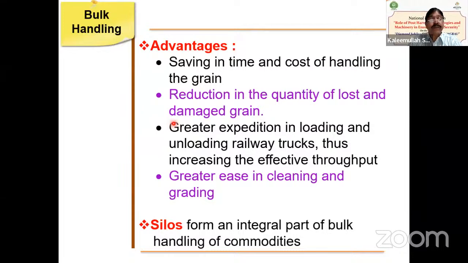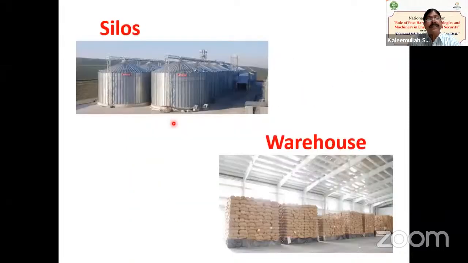And coming to storage, you can see that different storage structures are available: silos and warehouses. In India, most of the time we store the grains in warehouses, and in the warehouses there are some advantages and some disadvantages. But in the USA and Canada, they store the grains in silos. And of course, in India also, some very big companies are storing grains in this type of silos.